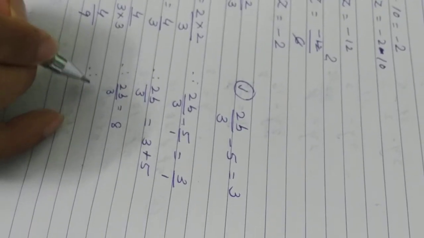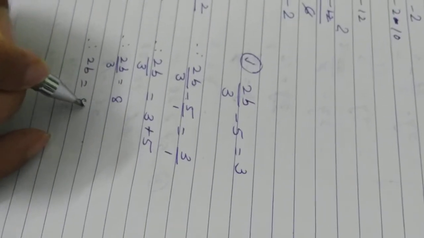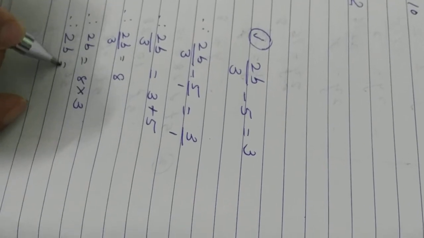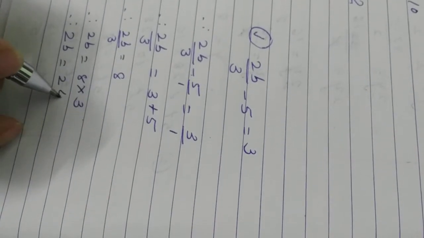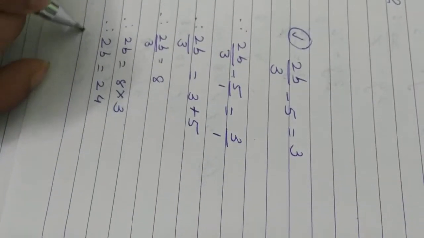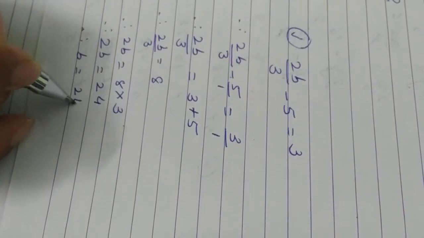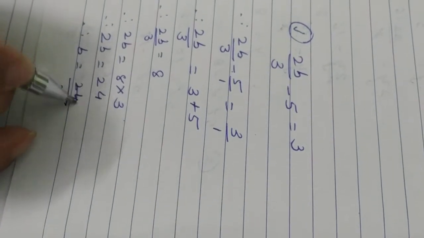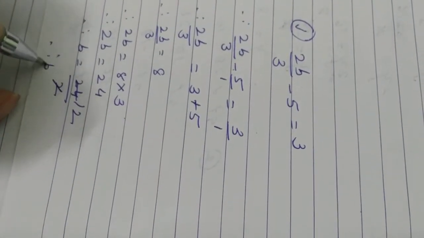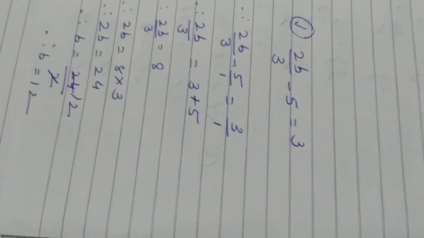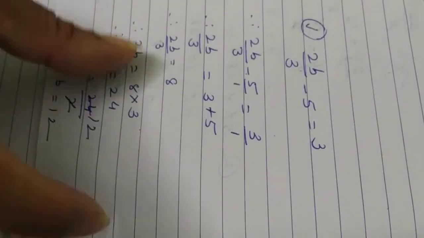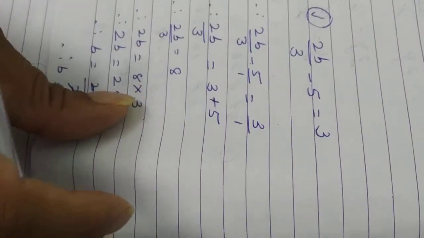Right? Therefore, 2b is equal to 8 multiply 3. Therefore, 2b is equal to 8 3s are 24. Therefore, b is equal to 24 upon 2. So, 2 how many is 12? 2 twelves are 24, therefore b is equal to 12, which is the required solution. Understood? Now let's go with the second example.